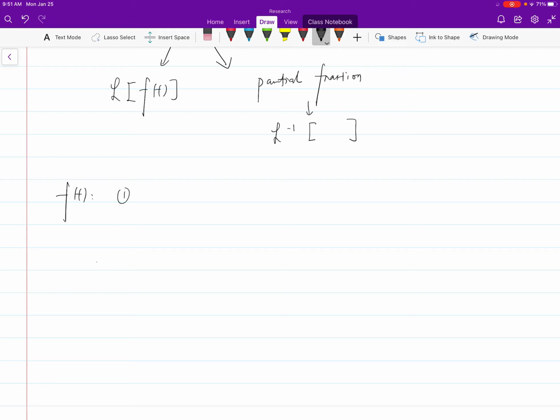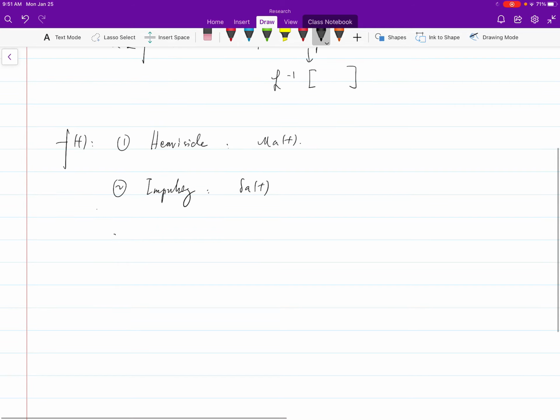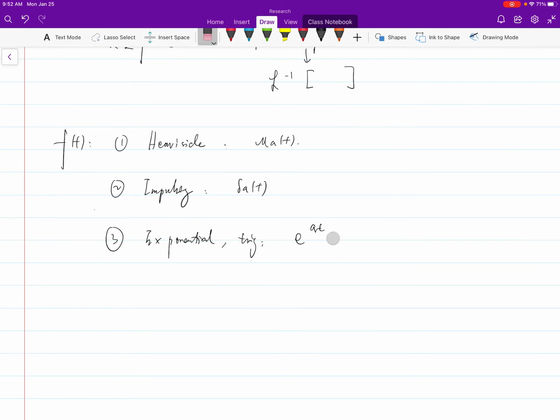We know f(t) can be, number one, a Heaviside function, which is u_a(t). We know the Laplace transform of that. It can be an impulse, delta_a(t), we know the Laplace transform of that. And then, of course, it can be some functions we had known before, that is exponential, and a trig, and exponential plus trig. So it's almost like what we got from the harmonic oscillators, right? We have e to the at, cosine omega t, and sine omega t type, corresponding to linear and irreducible quadratic factors.